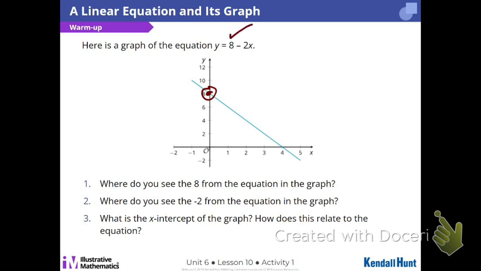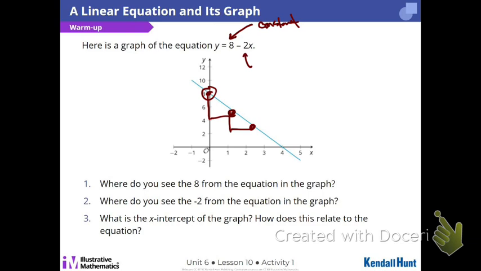Next to negative, right there. Yeah, and that's the constant, right? The b term in y equals mx plus b, the constant, okay? Who can tell us where we see the -2 in the graph? -2, Grant? It's the slope. Yeah, so down 2, right 1. Down 2, right 1. There's the -2.